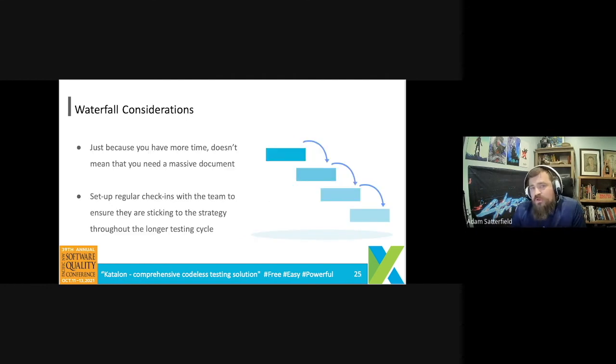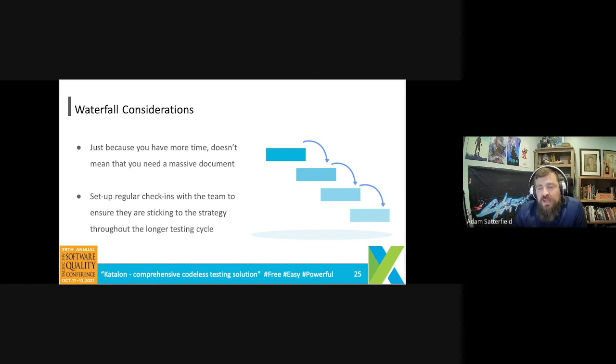Then from a waterfall standpoint, just because you have more time doesn't necessarily mean that you need a 150-page document. I'll repeat that for all of my waterfall warriors here, okay? Just because you have the time doesn't mean you need to spend that time documenting everything. What you wind up with is a big bloated document that nobody wants to read. It gets out of date very easily, and people are gone. And then the strategy is just forgotten about and not followed.